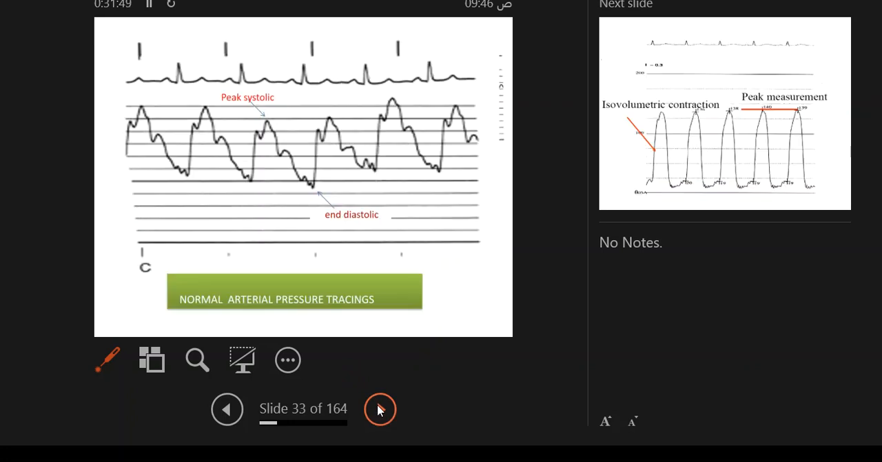This is a pressure tracing of one of the great arteries. Okay? If your calibration is high, like 100, this can be an aortic pressure. If it's low, like 40, this could be the pulmonary artery.